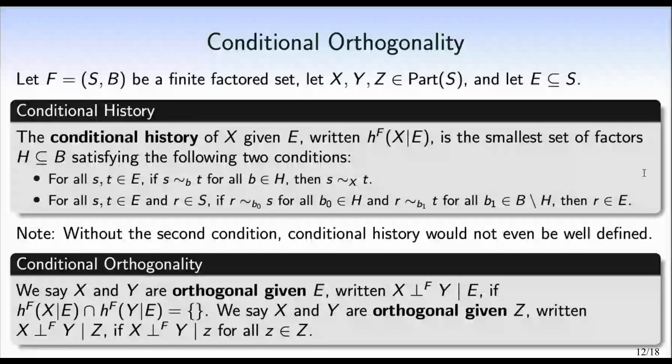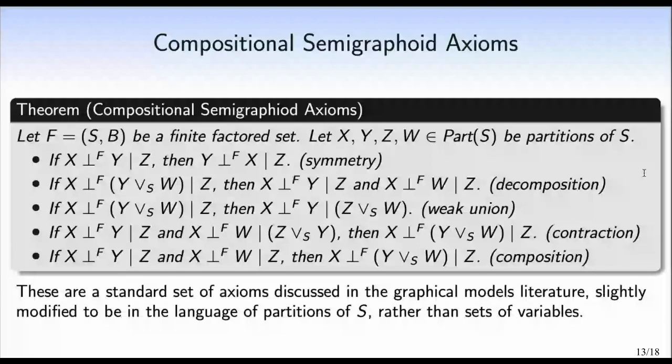Okay. Yeah, so like I said, I've been working with this for a while and it feels pretty natural to me, but I don't have a good way to push the naturality of this condition. And I instead want to kind of appeal to the consequences. So consequences just kind of say that these things are well behaved. Compositional semi-graphoid axioms.